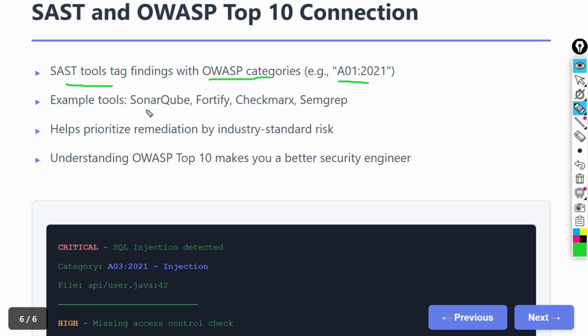The popular tools, especially SonarQube, Fortify, Checkmarx, Semgrep, all work the same way. I mean the back end of the scanner works in the same way. This mapping is very powerful because it helps teams prioritize remediation, because OWASP follows industry standards, so it aligns with the same industry standard risks. And here is one real-time example where you will understand how the OWASP top 10 makes you a better security engineer. By this example, it will be clear how exactly it helps.